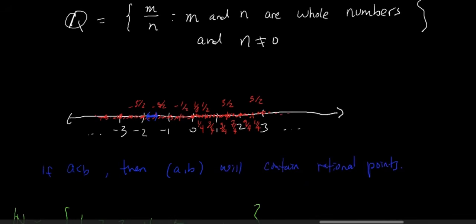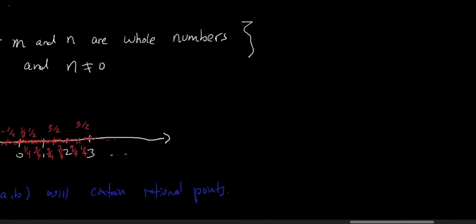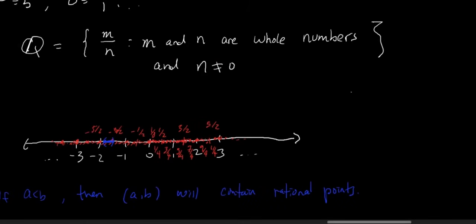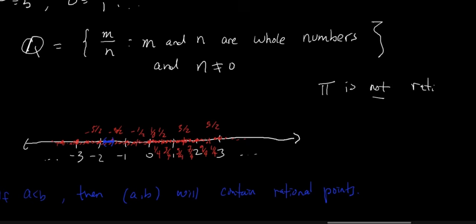So it's dense in the number line, but it's not all of the number line. So you may know an example already of an irrational number. So for instance, a very famous irrational number is the number pi. So pi is not rational. It can't be written as a fraction of two whole numbers. Another famous one is the square root of 2. The square root of 2 is also not rational.